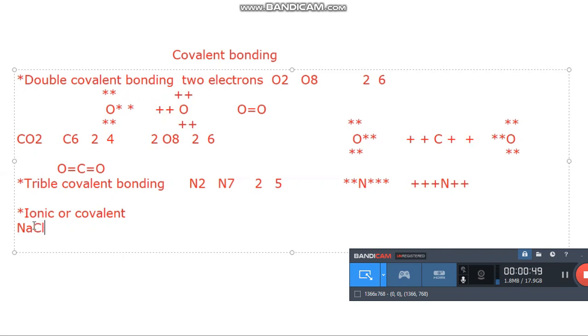Right? How can we find that it's a metal and non-metal? By electronic configuration. When we make the electronic configuration for sodium, 2, 8, 1, it contains one electron, so it's a metal. Chlorine, 2, 8, 7, contains 7 electrons, so it's a non-metal.